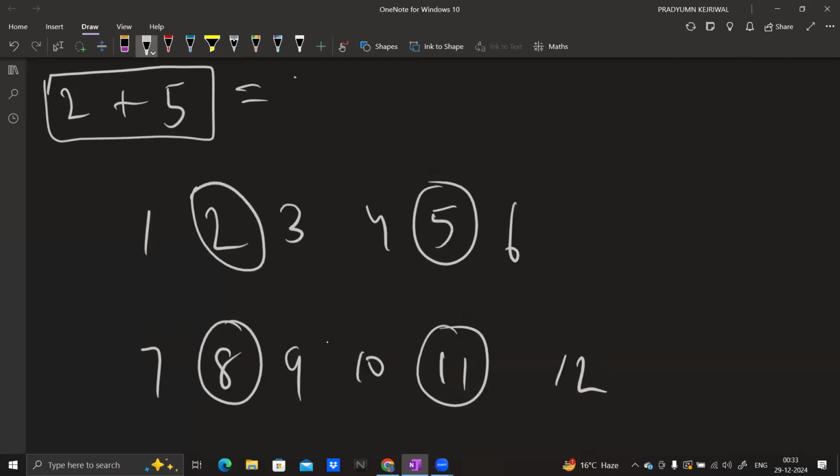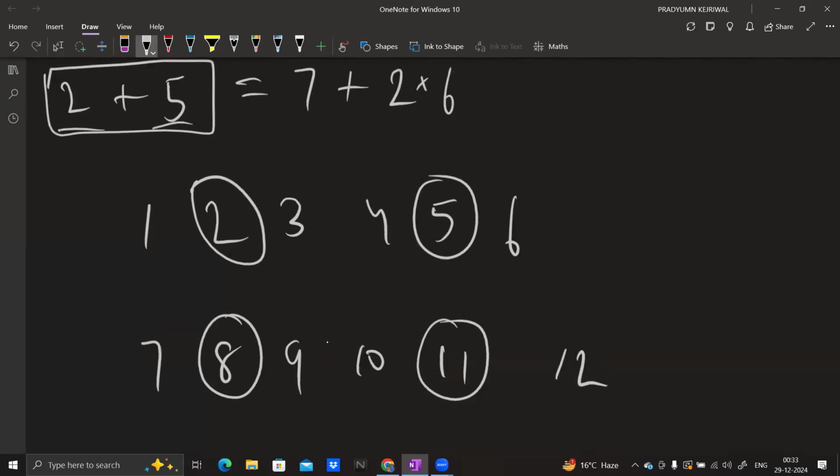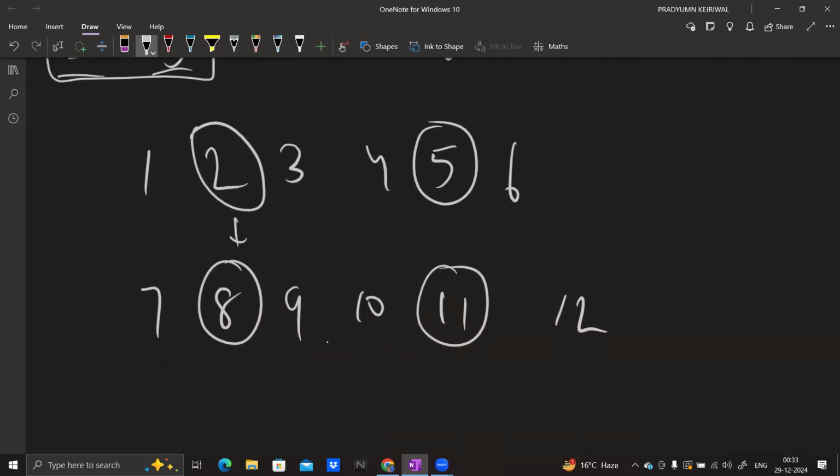In this case, the answer is 7. And we would just add 2 into 6 because the number of numbers is 2. Got it? Basically here 6 is added and here also 6 is added. Therefore, we actually have to add 12 to the answer. So the answer is 19, right?